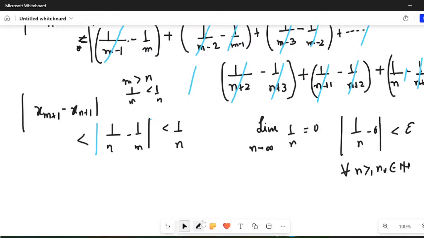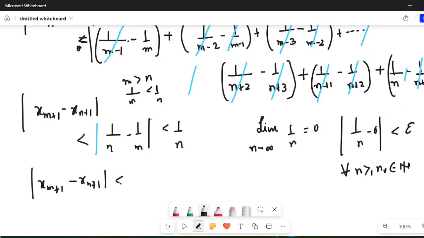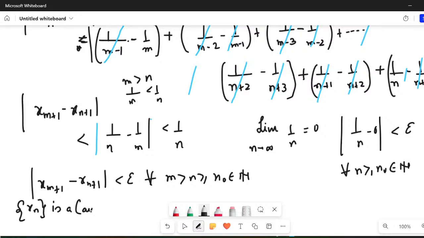What does it tell us? It tells us that |x_m minus x_n| can be made less than epsilon for all m greater than n greater than or equal to n_0 belonging to natural numbers, which implies that x_n is a Cauchy sequence. So kindly get rid of the approach that I took in lecture number 2 and kindly correct this particular thing.